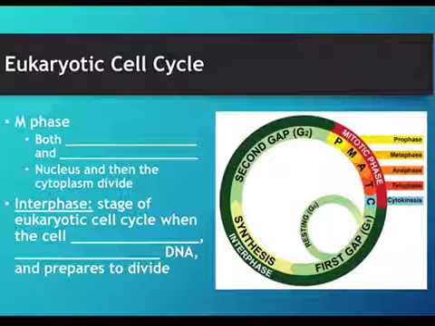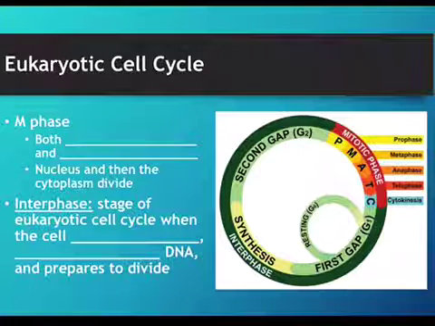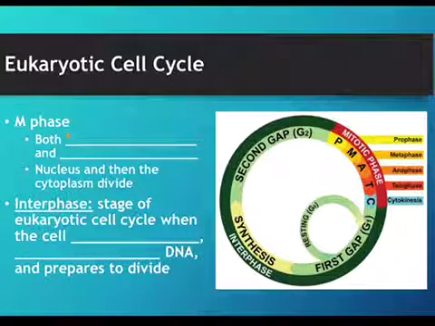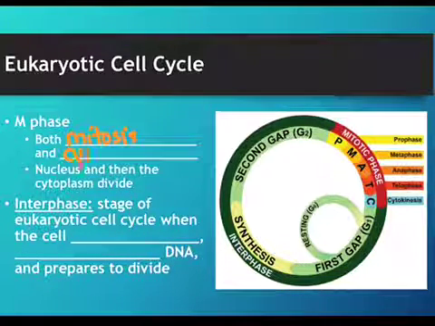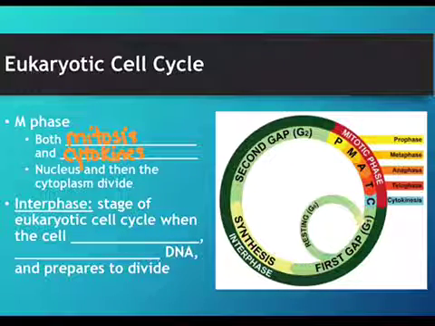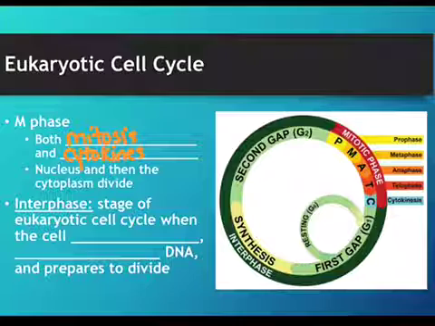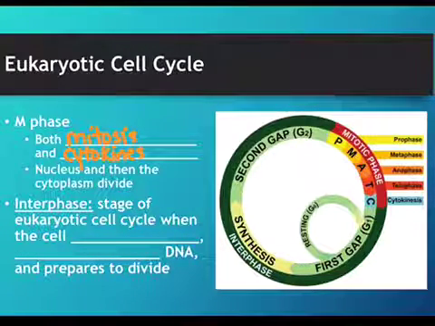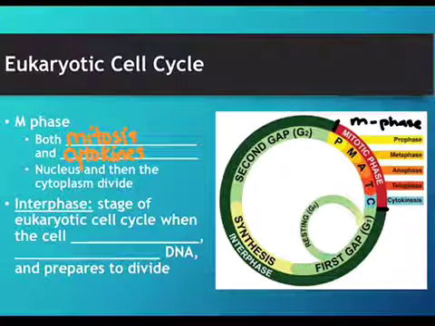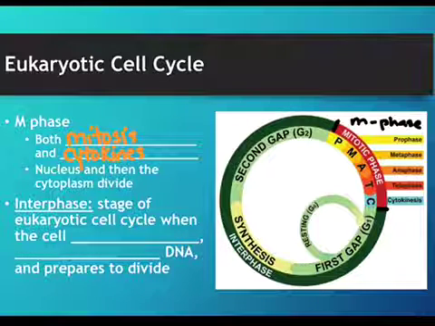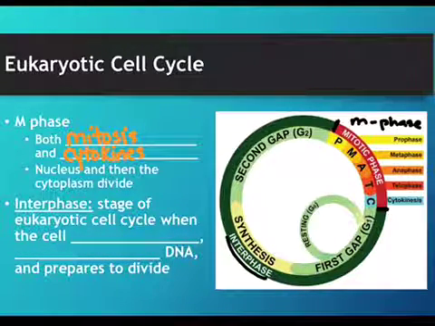It has two major phases, the M phase, as well as interphase. And so the M phase will include both mitosis and cytokinesis. And another thing that happens here is the nucleus and then the cytoplasm divides. So when we're looking at the diagram, we're looking at this outer ring, and we can see the M phase in red here. So that would be the first main phase. And then the second phase is in this dark green called interphase.